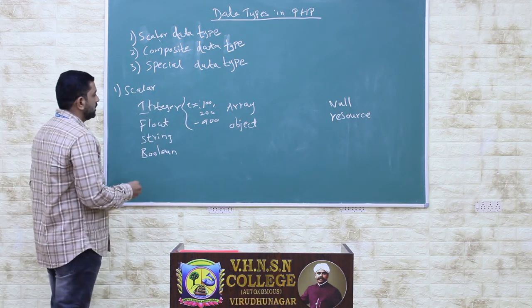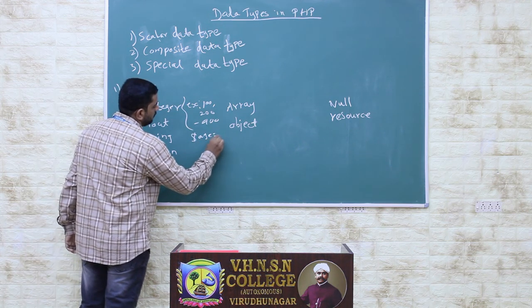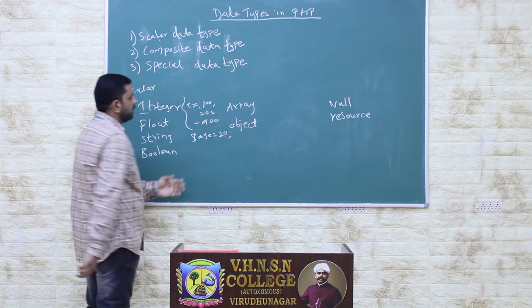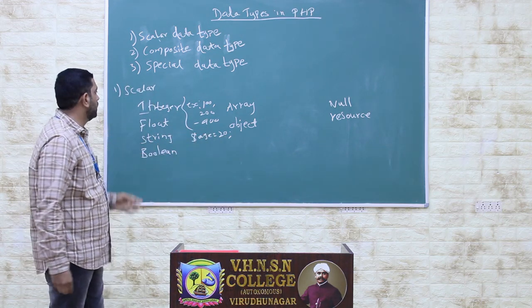100, 200, minus 400, these are all considered integers. In PHP we assign a variable using the dollar symbol, $age = 20. So age is a variable which contains the integer data type.